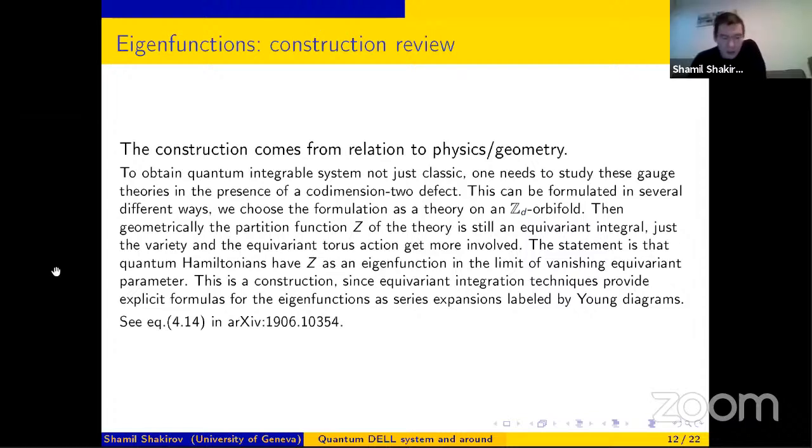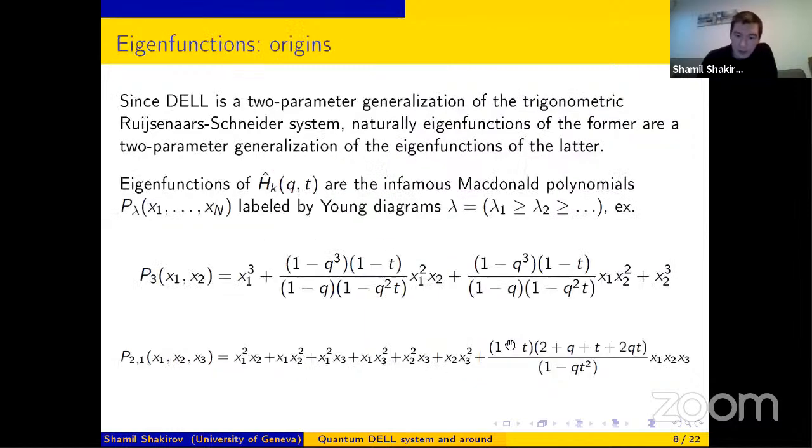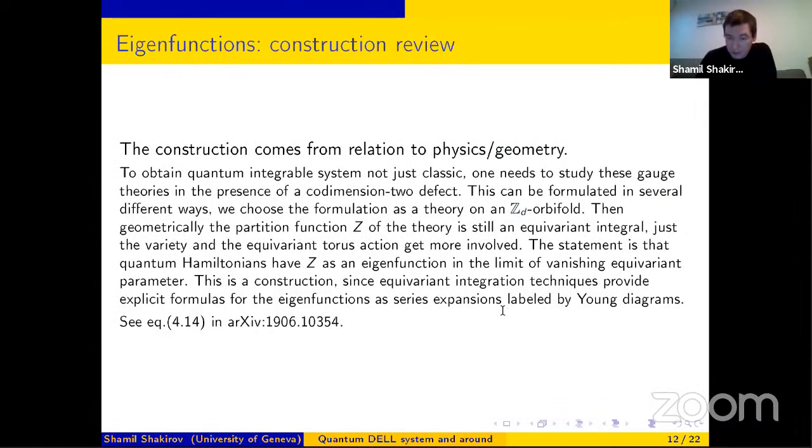So see this equation in our paper with Peter for an explicit formula. And this concludes the discussion of the quantum DELL model, because we have described both the Hamiltonians here and the eigenfunctions explicitly, at least at the level of the power series. So global properties remain open, but at the level of the power series, and of course modulo the fact that this is a conjecture, this at least is an explicit conjecture for the quantum DELL system.